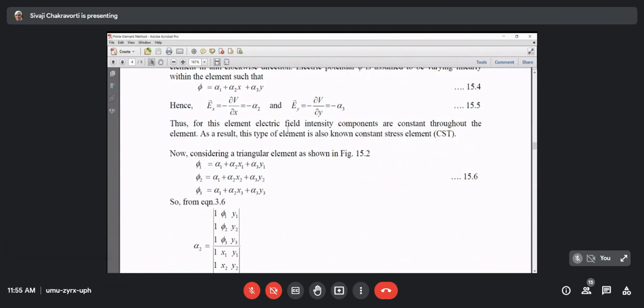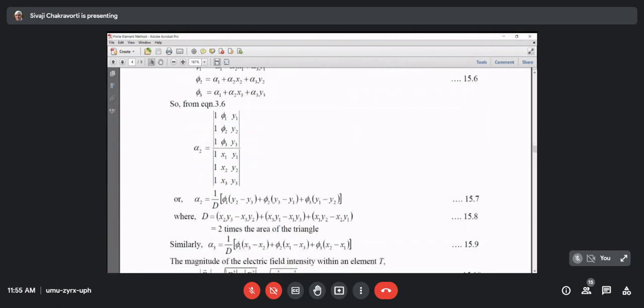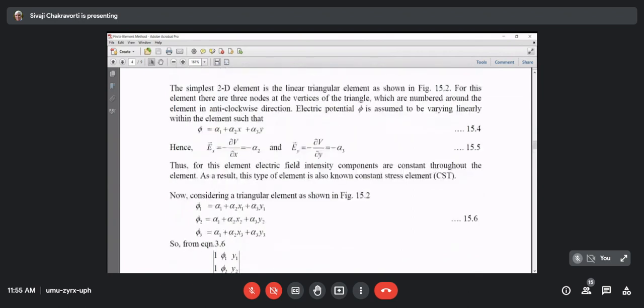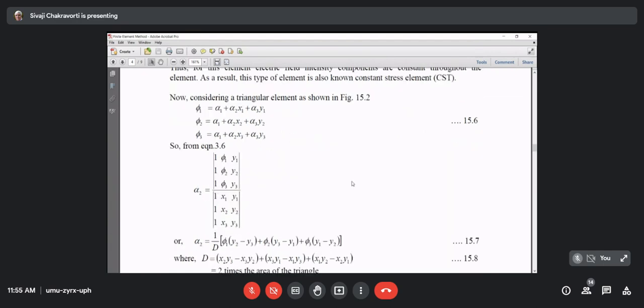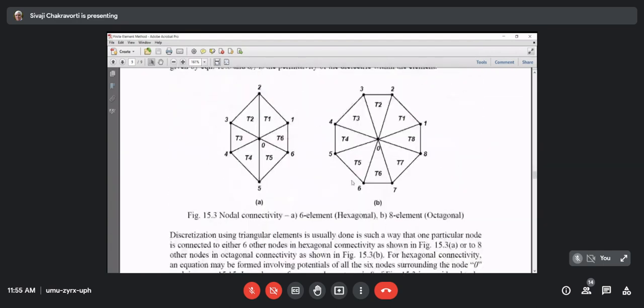And I can calculate alpha 2 and alpha 3. How? Alpha 2 is 15.7 and 15.9, and then these two will become the 2 components of the field intensity. So you can see how easily I can get the other quantities once these nodal potentials are solved.